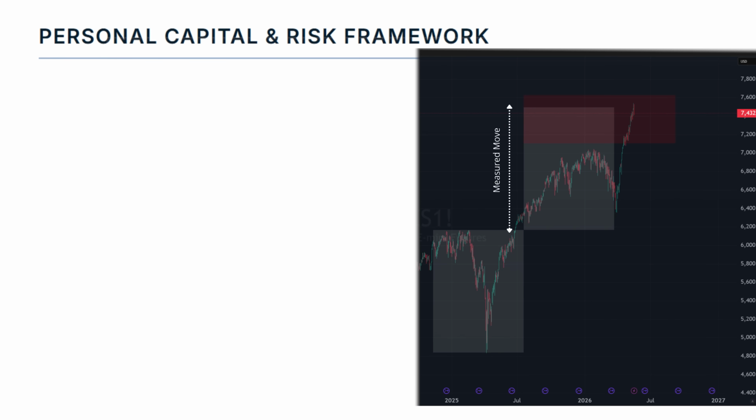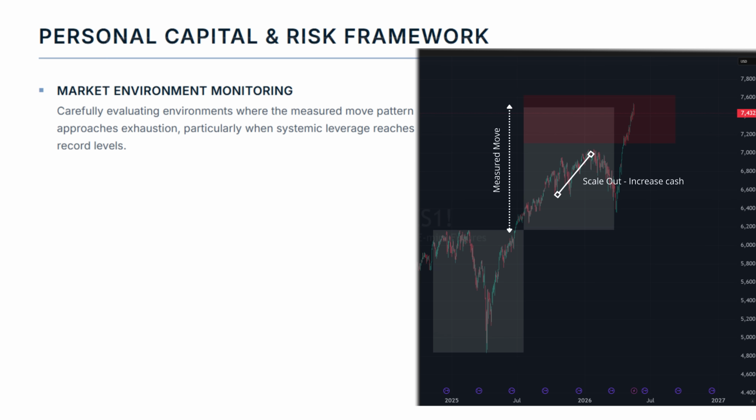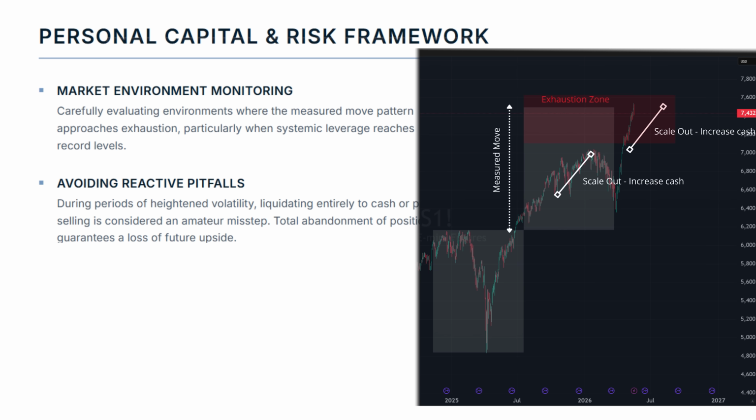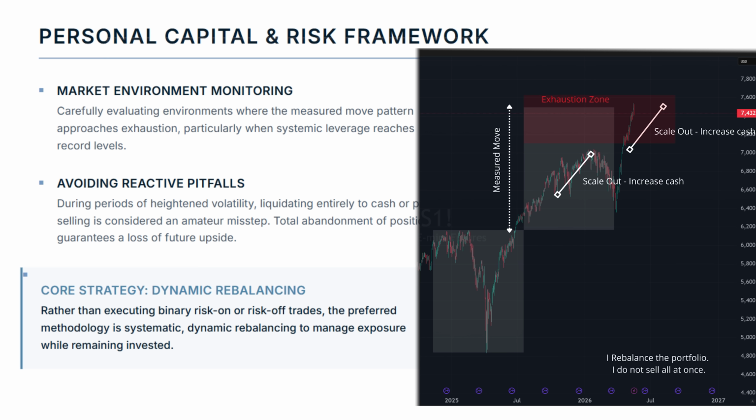So this is what I promised you at the beginning, the part that actually matters, the actual portfolio management. How I think about risk and what I'm doing with my own money right now. So when the measured move pattern approaches exhaustion and leverage is at record levels, I do not panic sell and I do not go to zero. That is the amateur move. What I do is dynamic rebalancing.